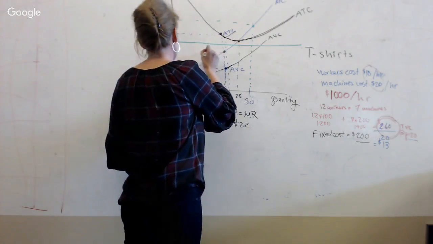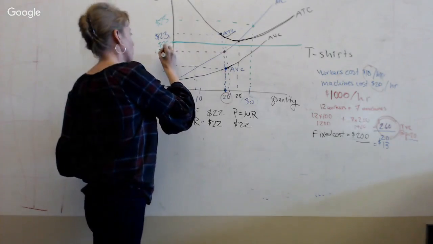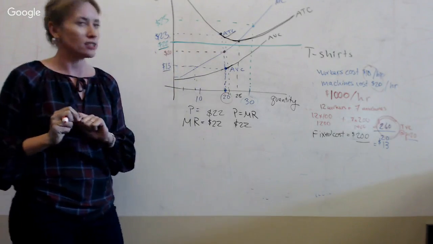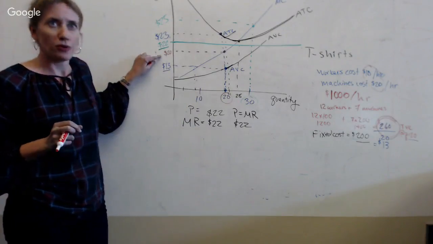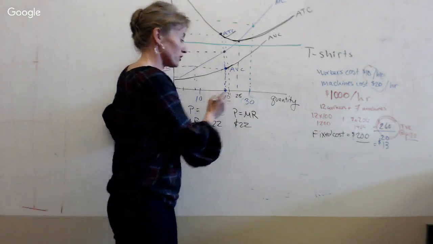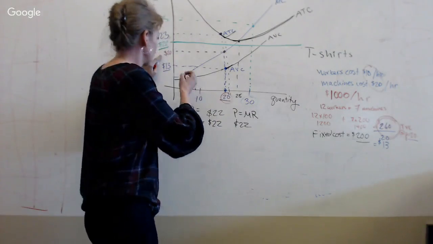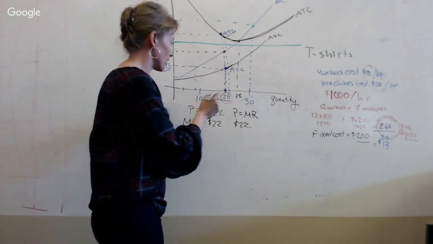I say, okay, if we produce 20 t-shirts an hour, it looks like the 20th t-shirt cost us $20. And should we produce that t-shirt? Should we produce the 20th t-shirt? Yes, we should, because it only cost us $20 to produce, and we got to collect $22 on it.